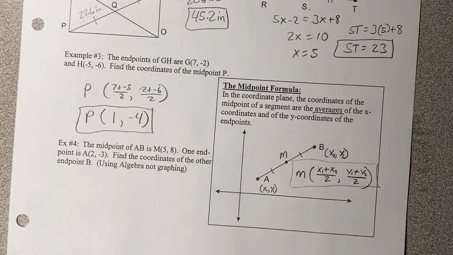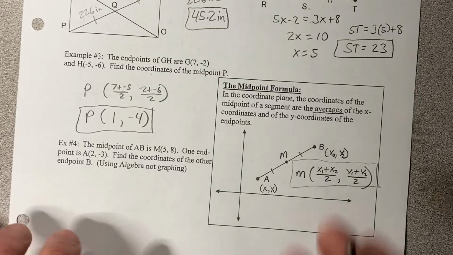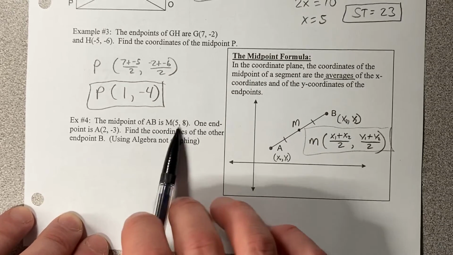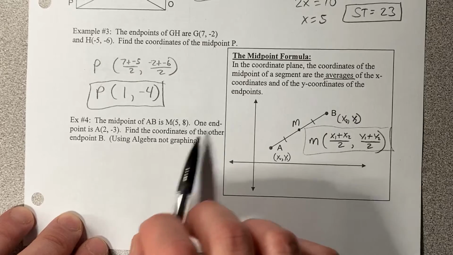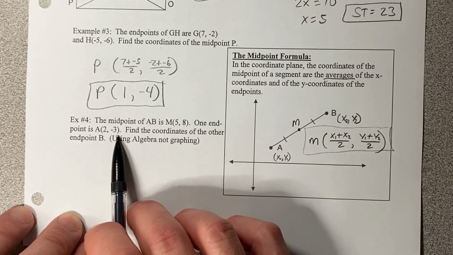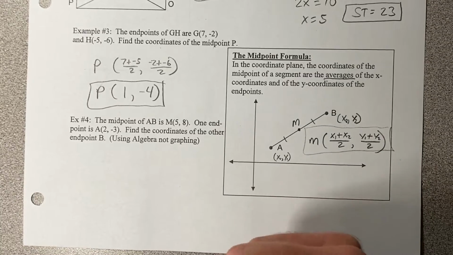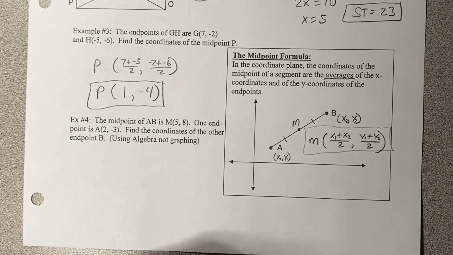Example 4 comes at this a little bit differently. If you want, you can draw a picture just to help you out. First, read through it: the midpoint of AB. So they're starting out by giving us the midpoint. And it says one of the endpoints is at 2, -3. They're wanting us to find the coordinates of the other endpoint B. And it says using algebra, not graphing. You could graph this and tinker with it and figure it out, but I'd like for you to do it quickly with just algebra. And that's a pretty big hint: some algebra.